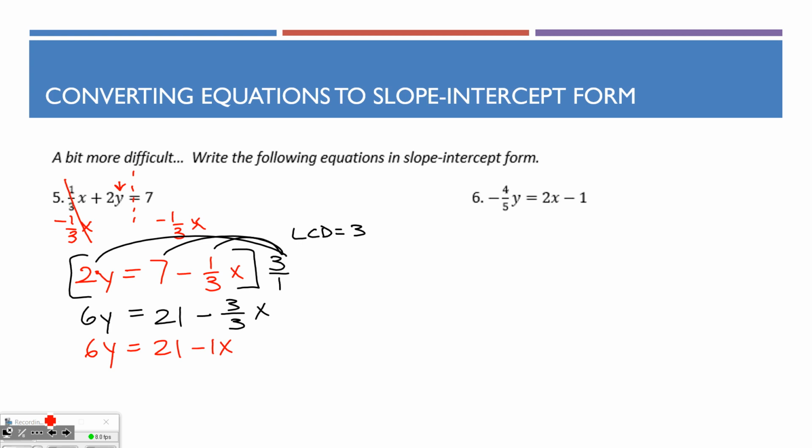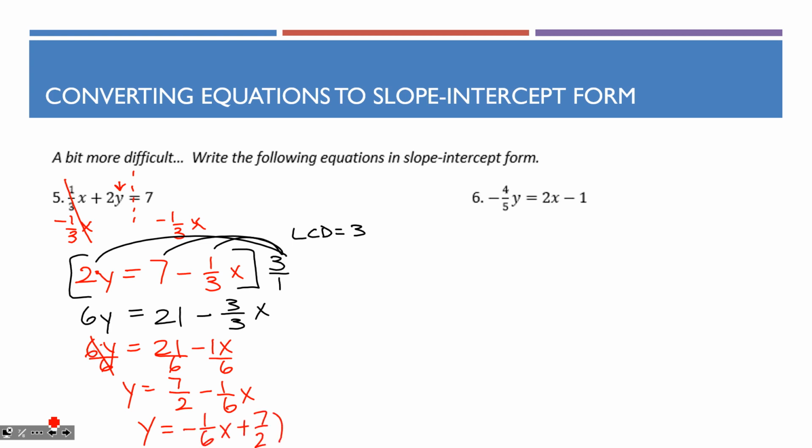And now it's going to be a lot easier for me to think about how I get y by itself. I just divide everything by 6. Y is equal to 21/6. That doesn't go in evenly, but 3 goes into both of those. So this can be reduced to 7/2 minus 1/6x. I know that was kind of a lot there, but again, I'm not quite done. I've got to make sure that I reorder these. Y equals negative 1/6x plus 7/2. And there's my final answer.